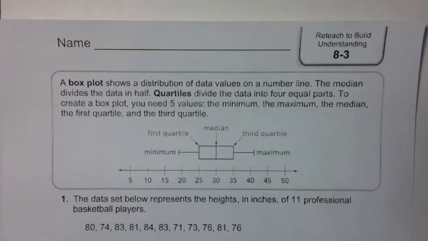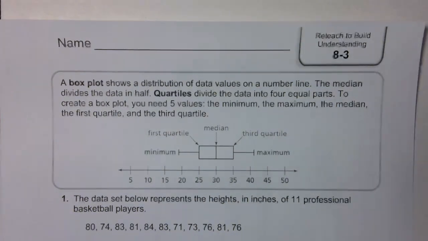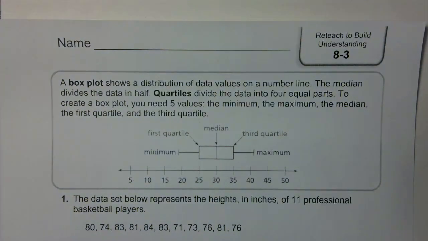Okay, students, we're going to do another day of box plots and make sure you know what you're doing. It says a box plot shows a distribution of data values on a number line. The median divides the data in half. Quartiles divide the data into 4 equal parts.